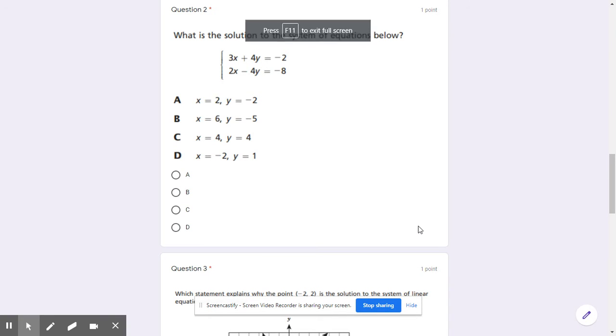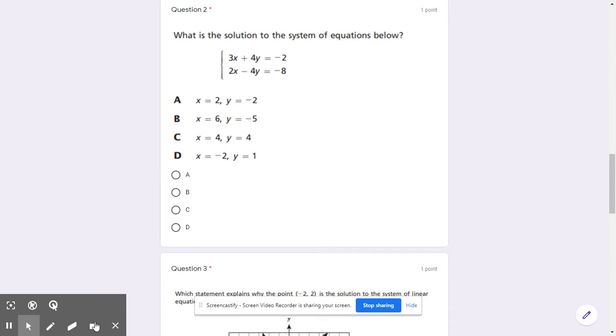Question 2, it says, what is the solution to the system of equations below? So here are our two equations. Remember, each one of these equations forms a line. And when the lines intersect, it's going to intersect at one of these solutions here. Remember, that's the coordinates, right? So we're looking to find out which one is going to be the coordinate which works for these equations.